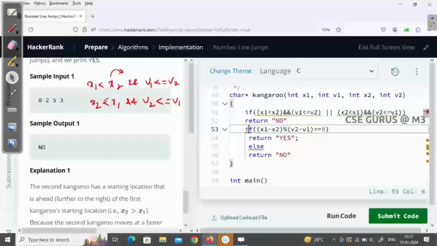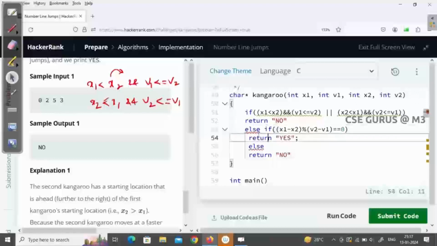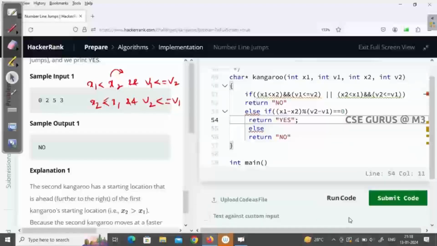Of course, I have to write else if here, because only if that is not true do I have to check the next one. So like this I have written: if this is a special case, no answer, and else if this is true, yes, and else no. So let us see this answer. Is it correct or not?